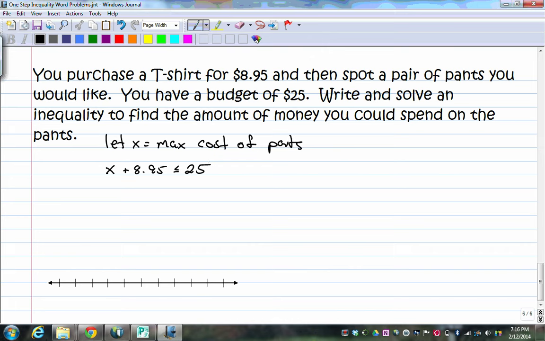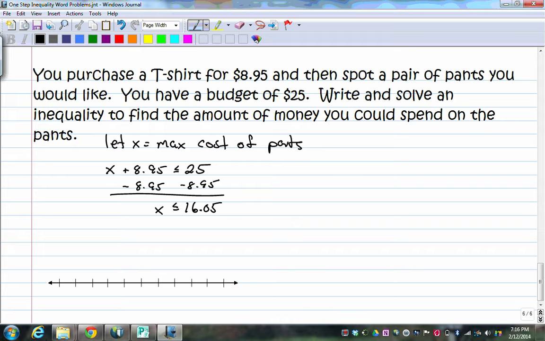Now I know some of you are thinking, what about tax? I know, let's assume that we are in a tax-free state. Or it's a tax-free holiday. I know those are both funny, but let's just assume that's the case. Then what we do is subtract $8.95 from both sides. And x is less than or equal to $16.05.